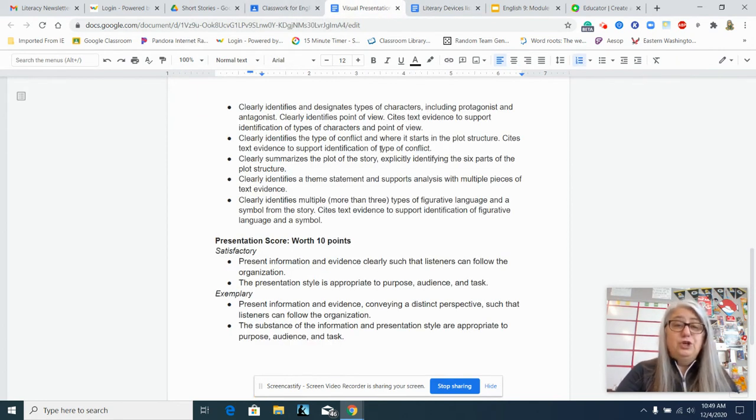And again, because you're using quotes, you're going to use from the story. So that would be your text evidence. Clearly identifies a theme statement. Theme is not just a topic. It is a statement that the writer is making. It's a lesson or a moral or something that he or she believes humans need to know.